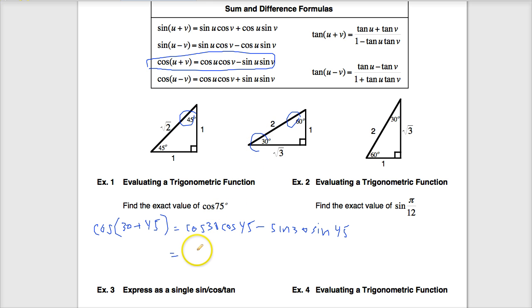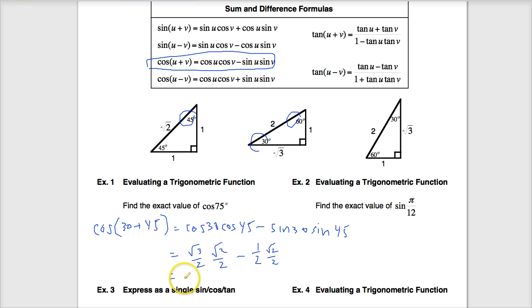Cosine of 30 is radical 3 over 2. And again, you could use your unit circle. Cosine of 45 is radical 2 over 2. Sine of 30 is half, and sine of 45 is also radical 2 over 2. So do you see how all I did was find these values using the unit circle or using these triangles? Now I'll multiply across, these ones are multiplication. I have to do multiplication first.